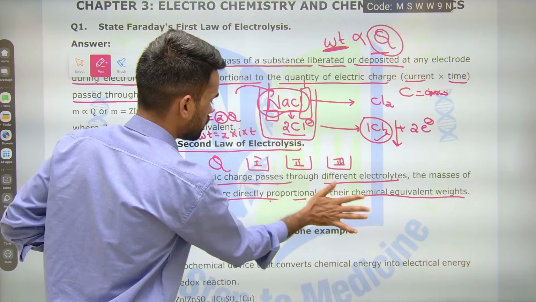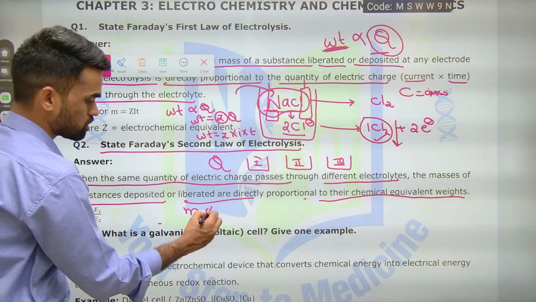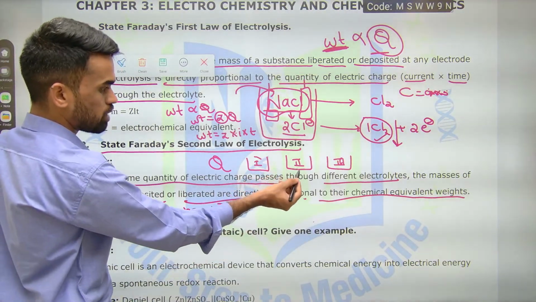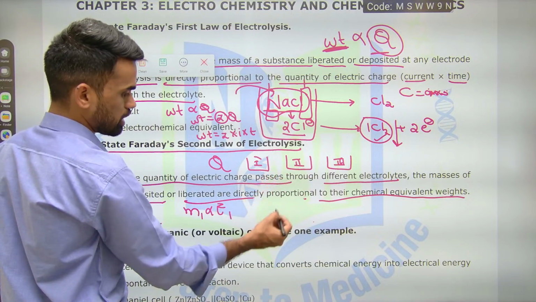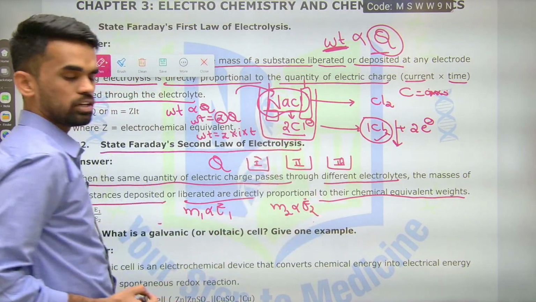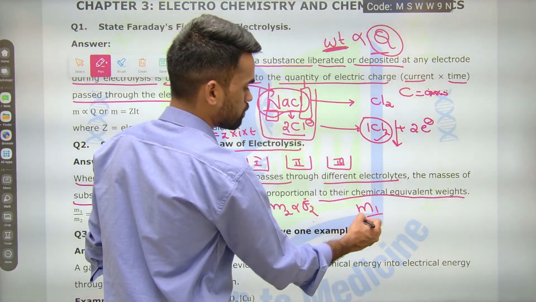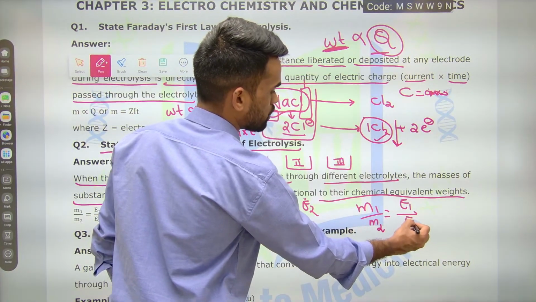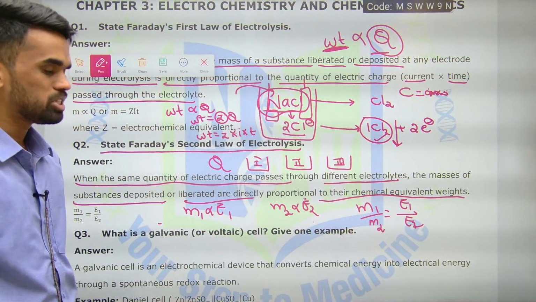So here you can see, the mass of substance deposited, M1, is proportional to its equivalent weight E1. Here also the mass of substance deposited in this electrolytic solution, M2, is directly proportional to its equivalent weight E2. If you take the ratio of these two, you get M1 by M2 is equal to E1 by E2, the equivalent weight of 1 by the equivalent weight of 2. This is how you need to do it. Hope the discussion is clear.